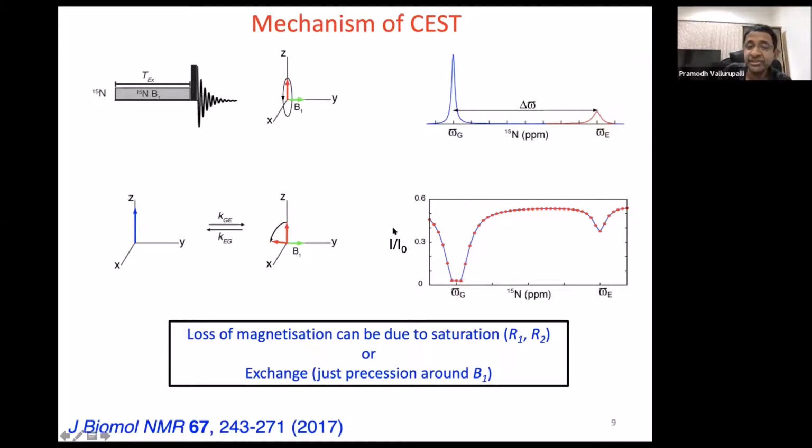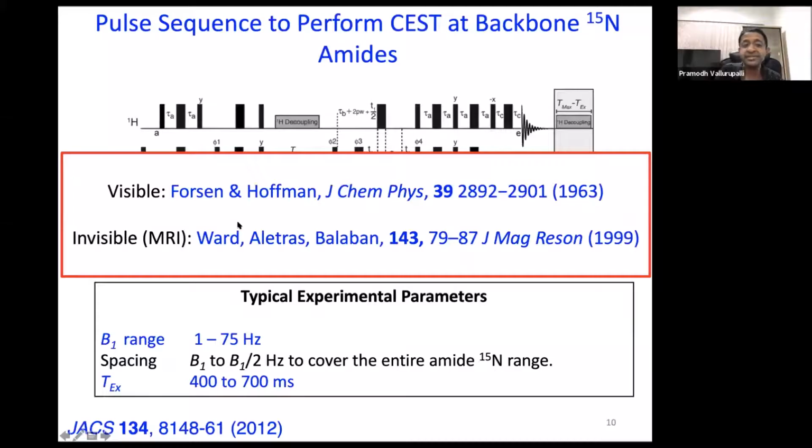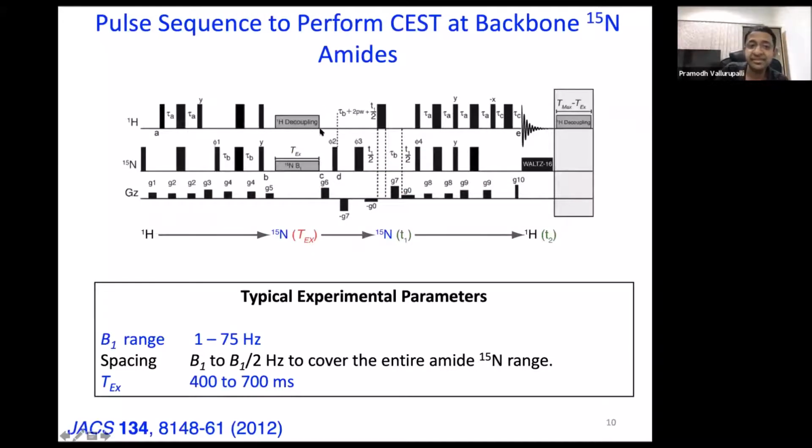So if we make a plot of the intensity of the major state signal versus the offset at which we are applying the B1 field, of course we expect to see a dip where the major state resonates, but we'll also see a loss in magnetization where the minor state resonates. And so this way we can detect the minor state. This idea of chemical exchange saturation transfer has existed since 1963, and a lot of the things I'll tell you in the first part of the talk are pretty much there in this paper. So this shows a modern CEST experiment to study exchange at backbone 15N sites.